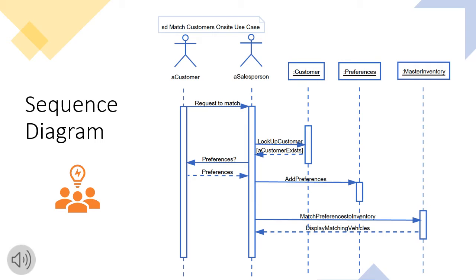The customer provides the salesperson with their specific preferences, and the salesperson adds these to the customer's profile under the Preferences section. After this, the salesperson executes a search function where the system checks the customer's preferences against the master inventory, and again, the master inventory includes both internal and external inventories. After the search function is executed, the system returns a list of cars that match the customer's preferences. So now let's summarize this process with the communication diagram.